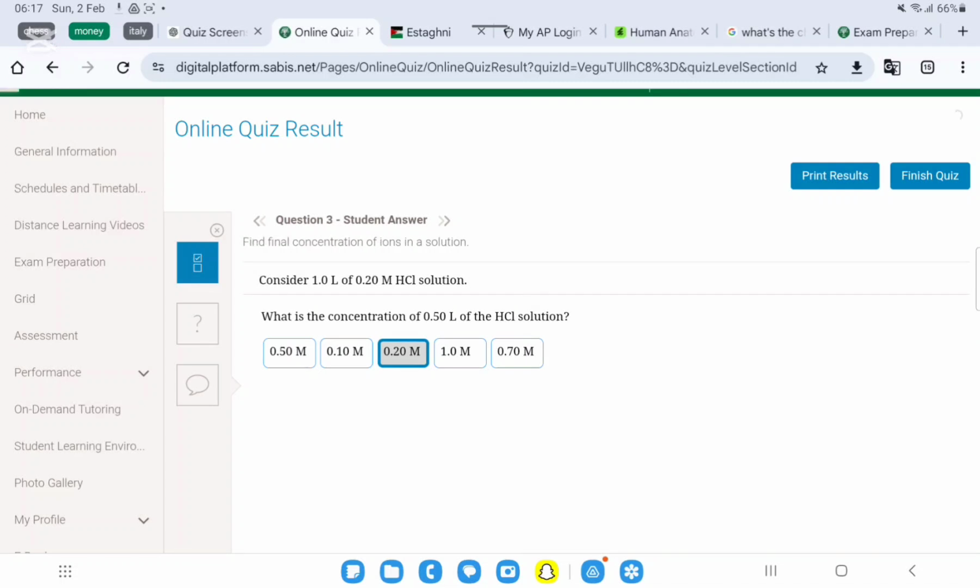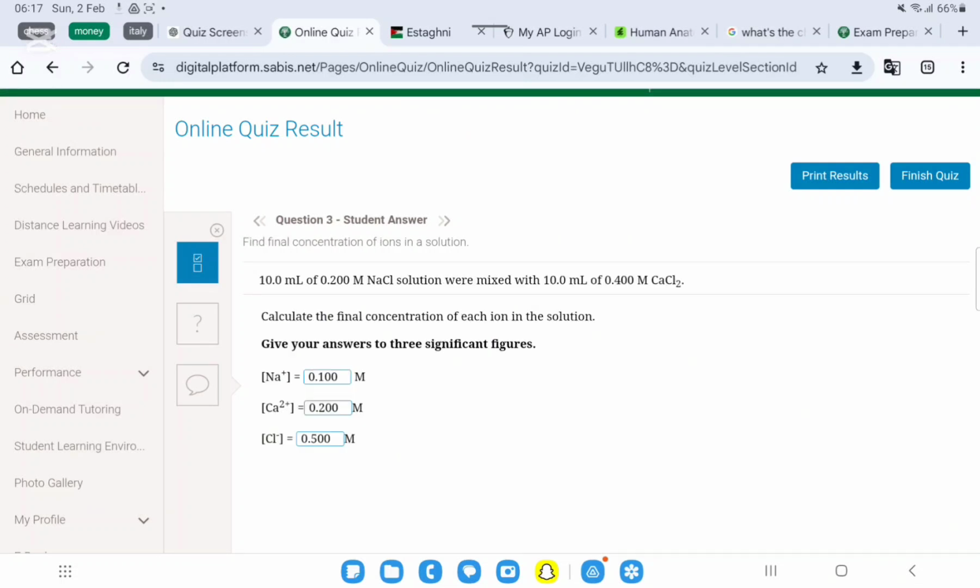Now in this quiz, there are two ionic concentration questions. They said that they won't come, so I won't do them. I already did it in the other quiz. And again, if they do say that it is going to come, I will do them.